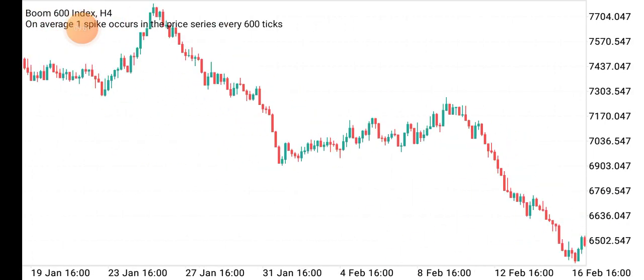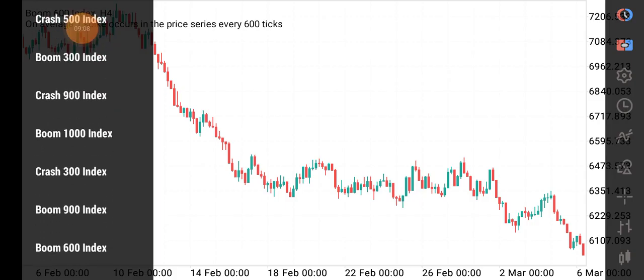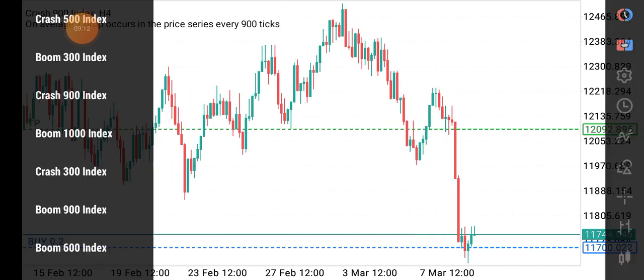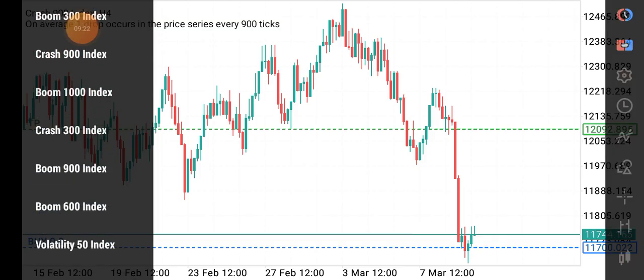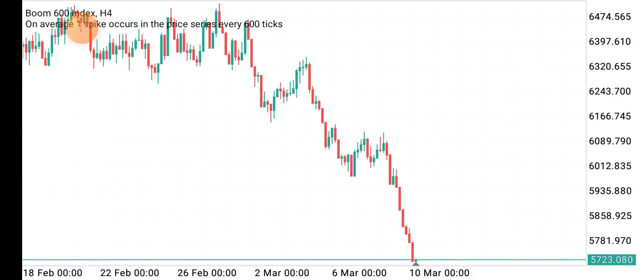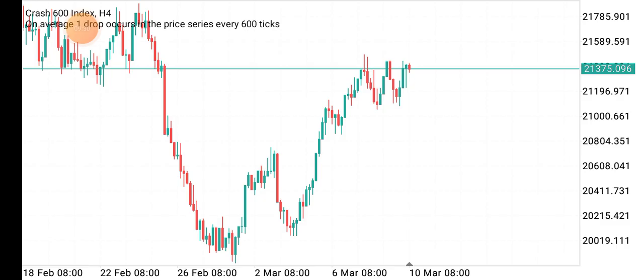One moment, guys, let's just keep checking. There's a trade I want to show you guys something. This is the 4 hourly time frame. Do that Crash 900 again. It's not it. Let me check Crash 600. Where is Crash 600 index? Oh, this is Boom 600. Crash 600 index, okay, yeah. It was Crash 600 index. All right.